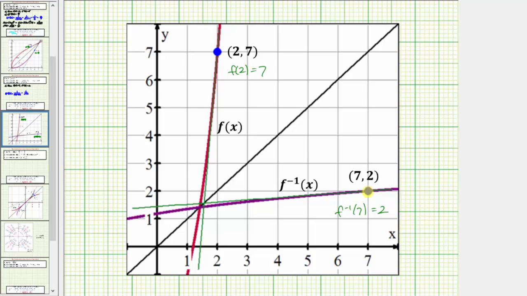And then for part B, using our formula, we wanted to find the value of the derivative of f inverse at x equals 7, which should be the slope of the tangent line at this point. And our formula tells us the slope of this tangent line is equal to the reciprocal of the slope of the tangent line to f of x at the point 2, 7. So the slope of this green tangent line to f inverse of x and the slope of the green tangent line to f of x have reciprocal slopes.